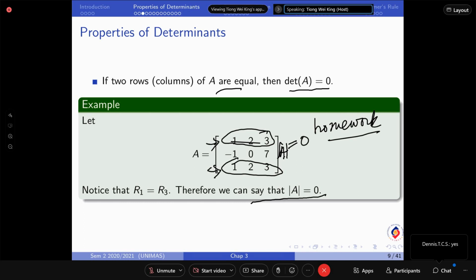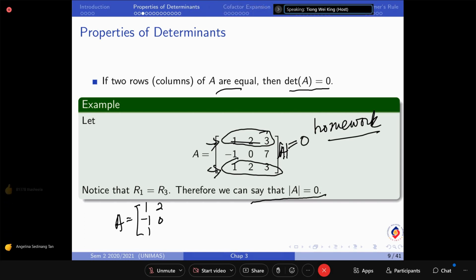It applies to columns as well. Yes, correct. Let's say I have a matrix A with 1, negative 1, 1, 2, 0, 2, and then column 3 has the same, 1, negative 1, 1. So determinant A equals 0. You can check after this. Okay? This is important. All the properties you need to remember, because after this we will use all these properties to calculate determinants.